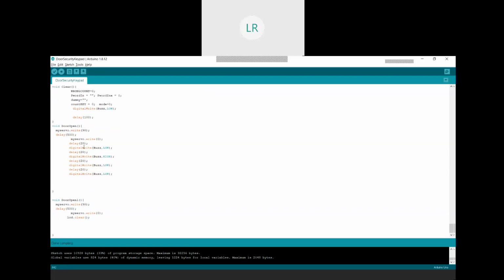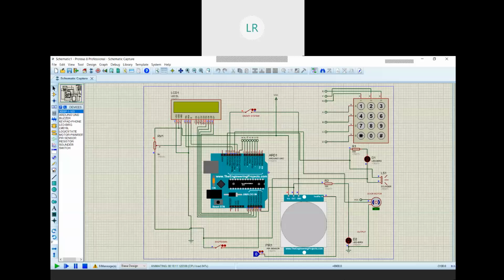Besides this, this system also consists of an alarm system where, when a wrong password is entered more than three times, the alarm system will be activated. So this ensures the protection of the stall or shop. Now let us move on to the simulation of this project.